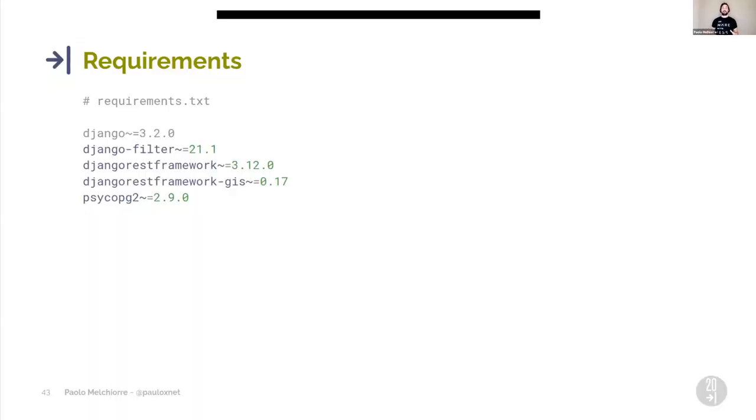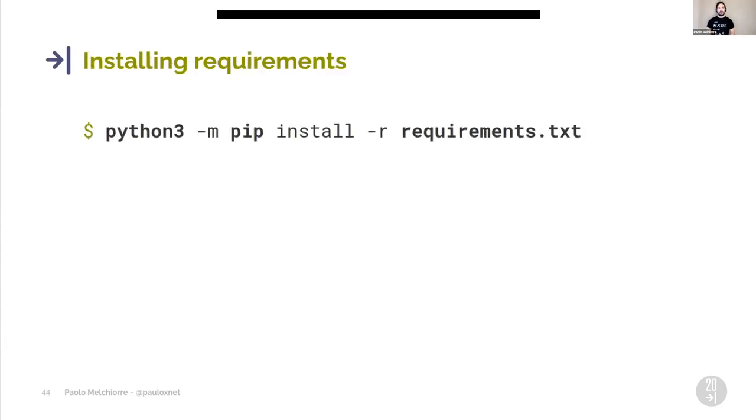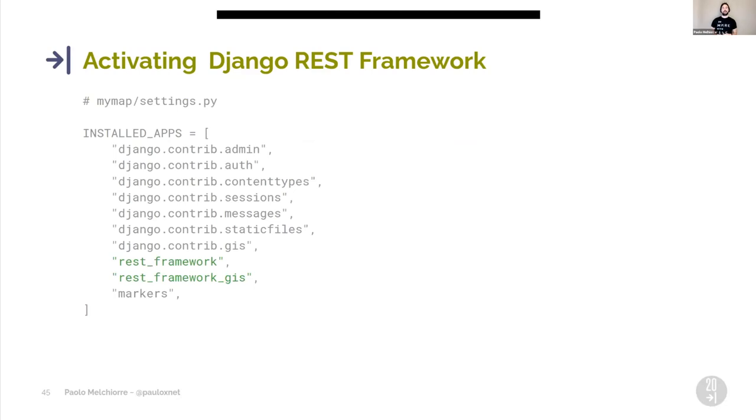The Python requirements of our project are increasing, and therefore a good practice is to create a requirements file with the package list. We'll use, in addition to Django itself, Django Filter, Django REST framework with its geographic add-on, and also the Python Postgres database adapter. We install all the Python requirements using the Python package installer module, passing the file we created before. The packages that we'll use directly in the code of our project are Django REST framework and its geographic add-on, which we then insert in the list of the installed apps of our project settings.